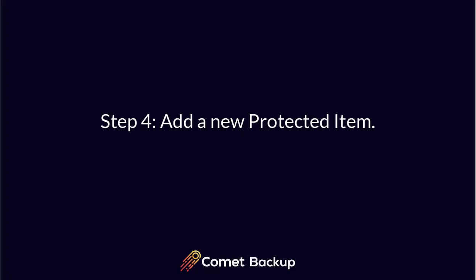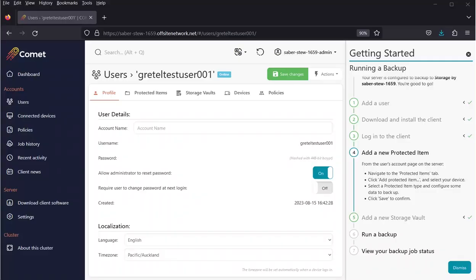Now, let us configure a protected item to backup. A protected item refers to the Comet Backup product, such as files and folders, disk image, and so on. You will find a full list of our protected items in our product page, which is linked below. This is step 4 in the Getting Started guide.